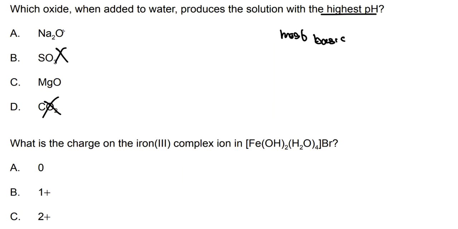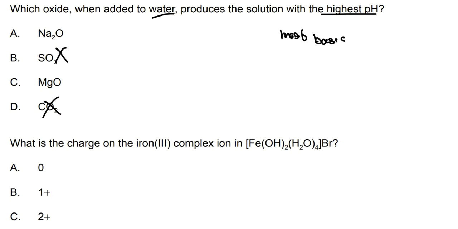Next, we're wondering between sodium oxide and magnesium oxide. Well, think about which of these produces the stronger hydroxide, whether it's magnesium hydroxide or sodium hydroxide. Whenever we have a metal oxide reacting with water, sorry, when it's added to water, we have a metal hydroxide being formed. The fact that we have sodium and magnesium means that we're going to get sodium hydroxide and magnesium hydroxide. So which of these do you think is a stronger base?